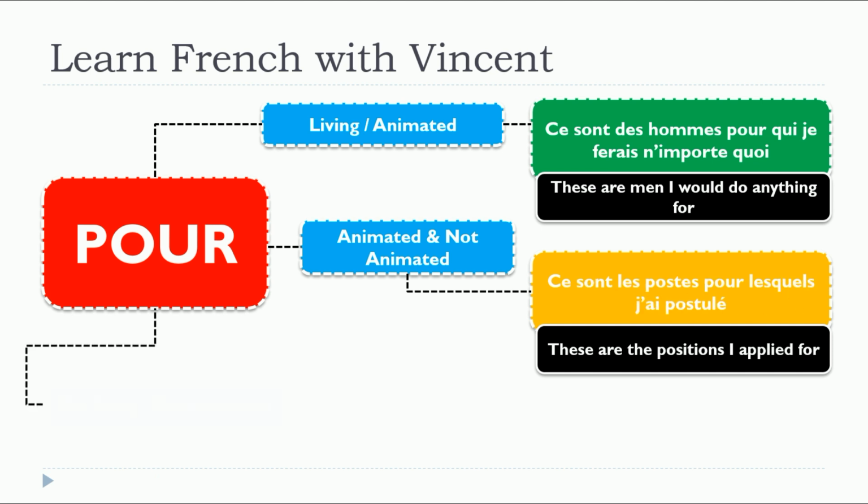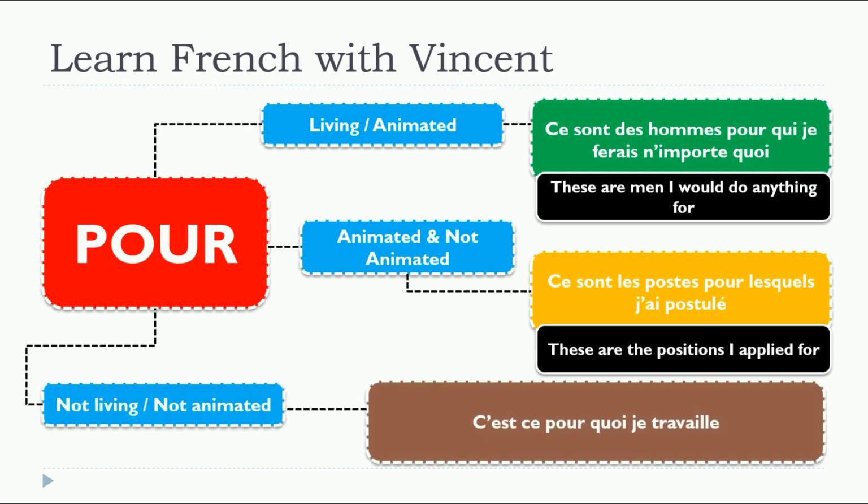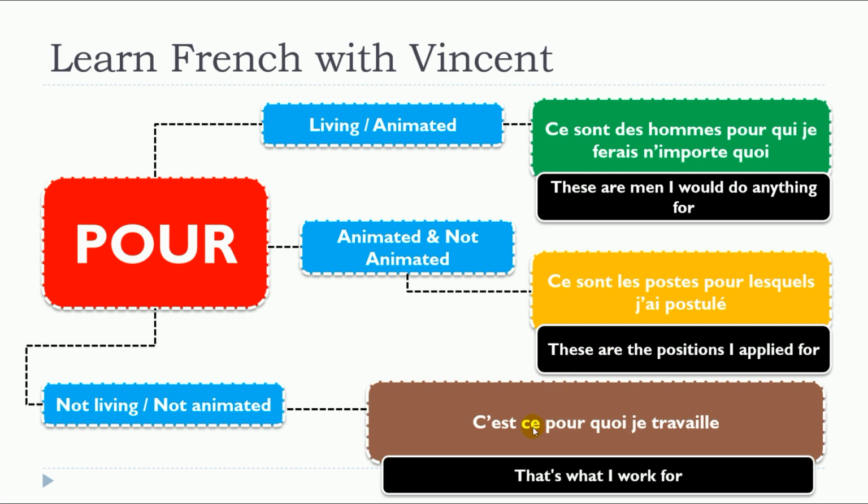And the last one, so not living, not animated, c'est ce pourquoi je travaille. Same concept here, you will put the preposition, it's always quoi. C'est ce pourquoi je travaille. D'accord? So remember that with pour, it will be a bit more tricky than with the others because you will have three different possibilities: living or animated, animated and not animated, and finally not living and not animated.